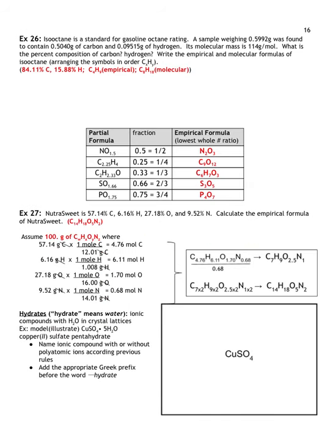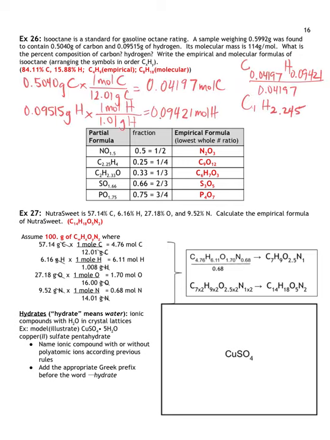Work through example 26, very much similar. You're trying to find the empirical formula and molecular formula in this case of isooctane. Once you pause it and once you unpause, you should see the answer. So you can't take a 2.24 value and round it to a whole number. So you have to find a multiplier once you get to this point in the calculation. You have to find a multiplier that will allow you to get to whole numbers.